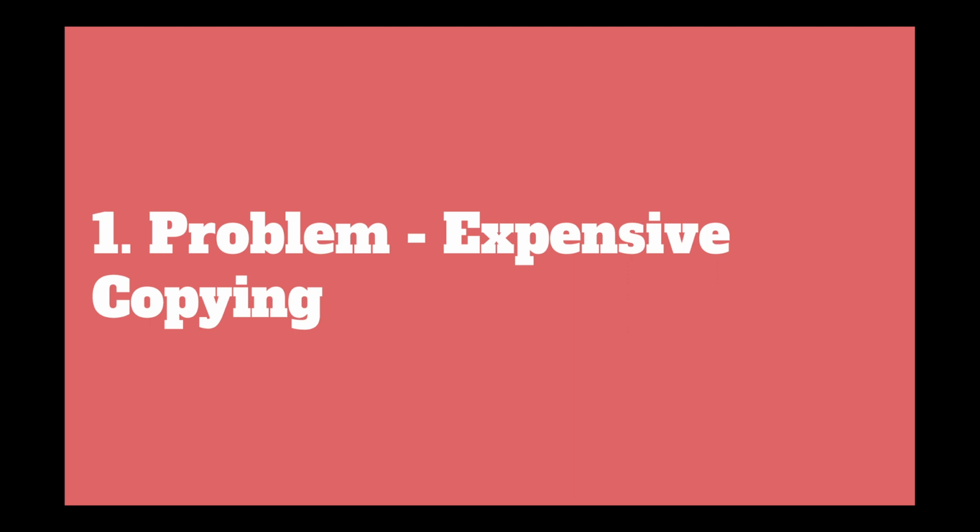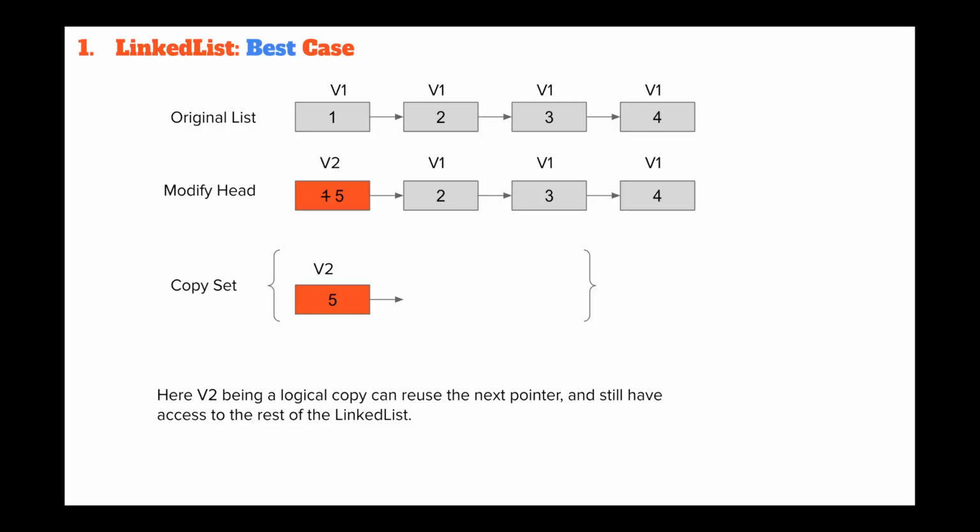Now let's go over two problems that we face in Herlihy's approach. One is expensive copying. Let's go over an example. In this case, we have a linked list with 4 elements: 1, 2, 3, and 4. Initially all of them have v1 as the version number. Let's say we want to modify the head. In that case, you modify the head by creating a copy of the head node into your local copy, you modify the node, and then finally you swap back the new version with the old version.